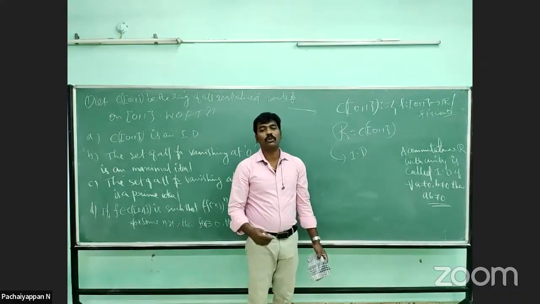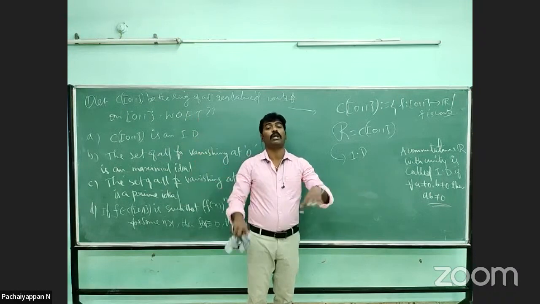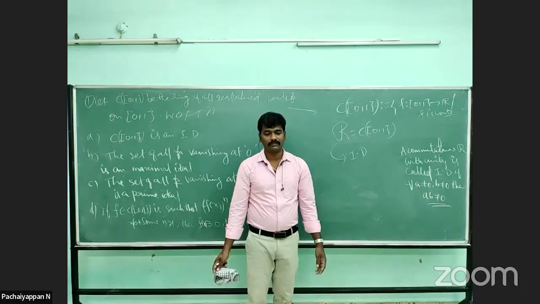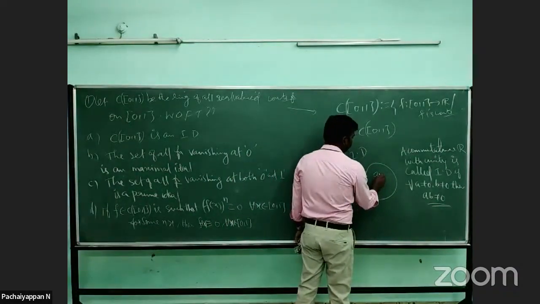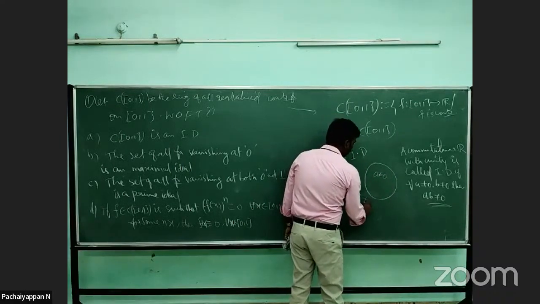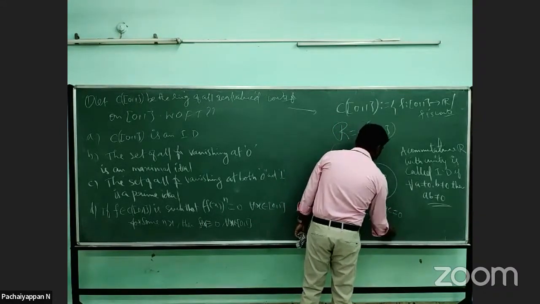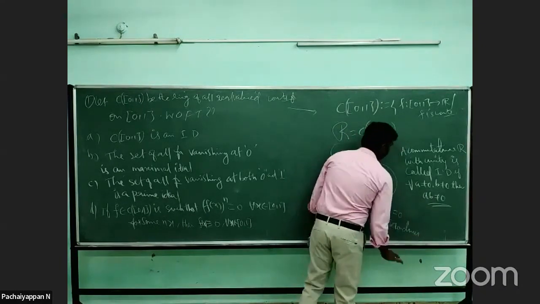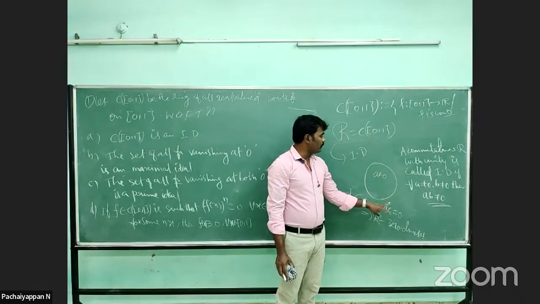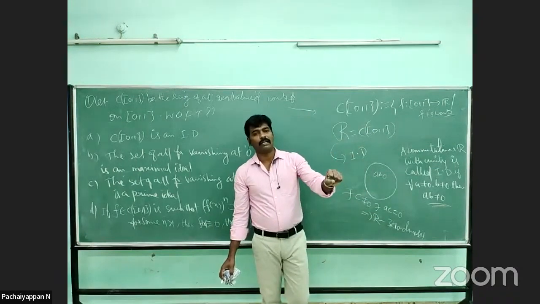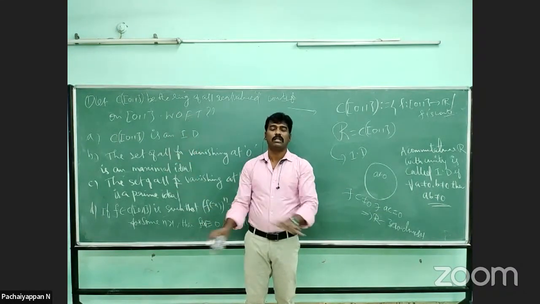Or some books write it as no zero divisors. A zero divisor means: if you take a non-zero element a, and there exists some non-zero element c whose product ac is equal to 0, then a is called a zero divisor. If the ring has such an element, the ring has zero divisors. Integral domain means no zero divisors, which means that for any arbitrary non-zero real number a, you can take any non-zero c and the product is not equal to zero.